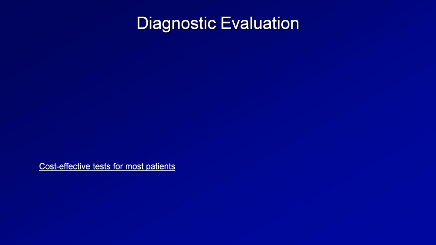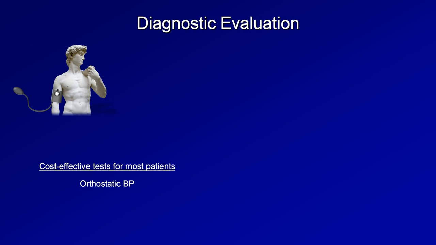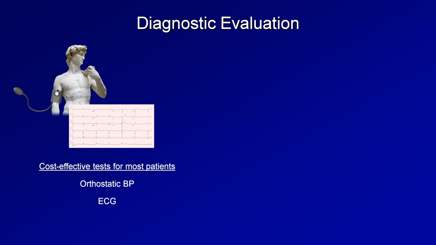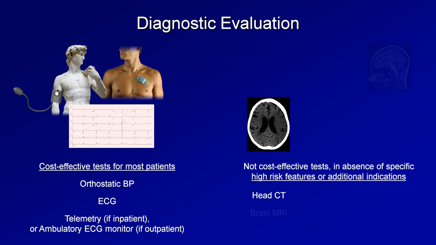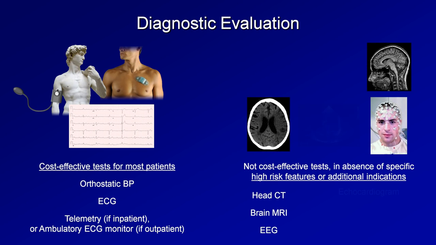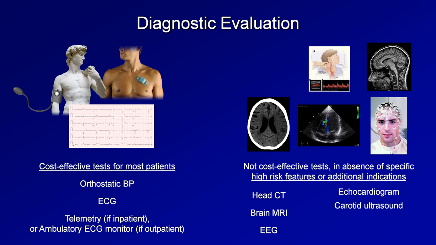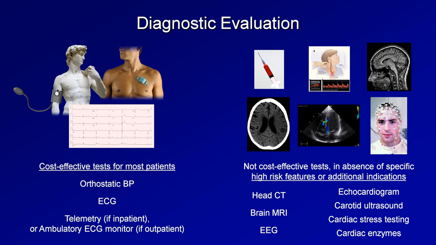In summary, cost-effective tests for most patients include assessment of orthostatic blood pressure, an ECG, and either telemetry if the person is an inpatient or an ambulatory ECG monitor if an outpatient. Everything else, that is head CT, brain MRI, EEG, echocardiogram, carotid ultrasound, cardiac stress testing, and even cardiac enzymes, are not cost-effective tests in the absence of specific high-risk features or additional indications.